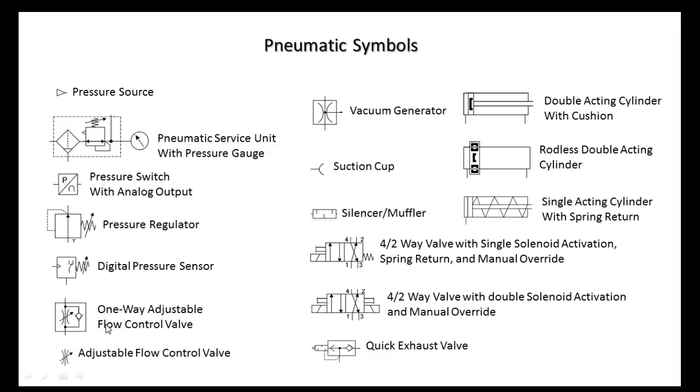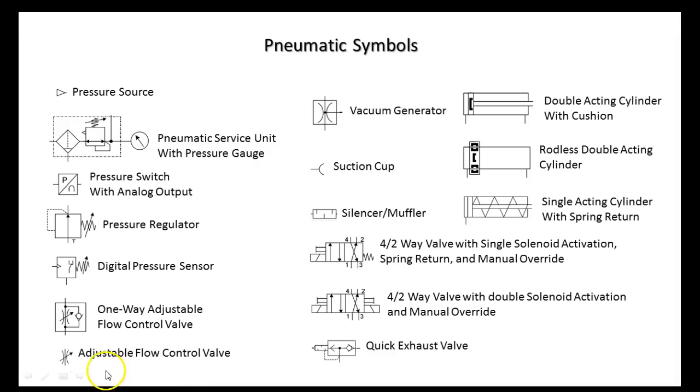This is a one-way adjustable flow control valve. When the air flows in this direction, this is called a check valve. It's going to push that little ball up, and it's going to move around without going through the flow control. When it comes down this direction, it's going to push the ball into the seat, so it can't go through this direction, so it's going to have to go through the flow control. You understand that? So these valves in pneumatics or fluid power, the valves that only let the fluid flow in one direction, are called check valves. In electronics, we have diodes, and that's what diodes are. They're check valves.